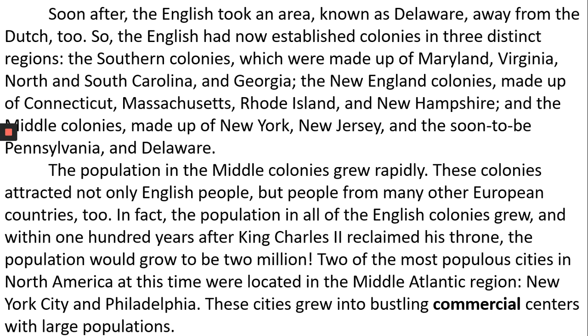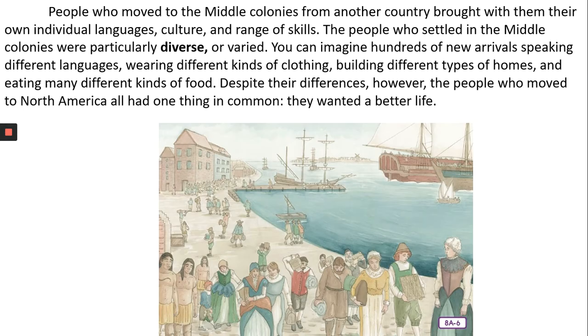Two of the most populous cities in North America at this time were located in the Middle Atlantic region, New York and Philadelphia. These cities grew into bustling commercial centers with large populations, which means that a lot of things were sold there, just like commercials on TV, getting you to try to buy stuff. That's what they were. People who moved to the middle colonies from another country brought with them their own individual languages, cultures, and range of skills. The people who settled in the middle colonies were particularly diverse or varied. You can imagine hundreds of new arrivals speaking different languages, wearing different kinds of clothing, building different types of homes, and eating many different types of food.